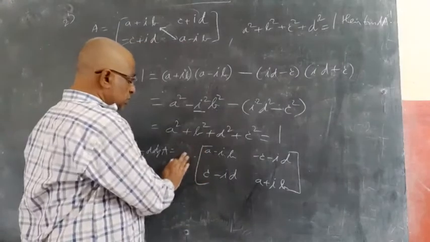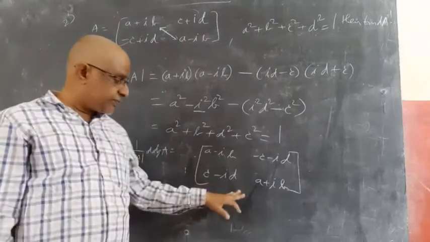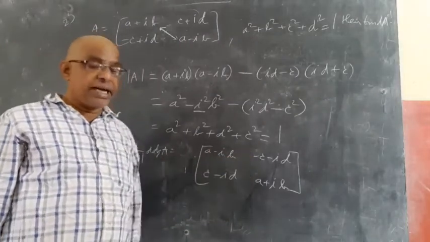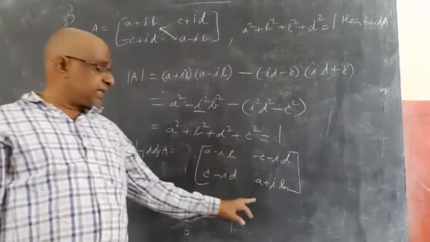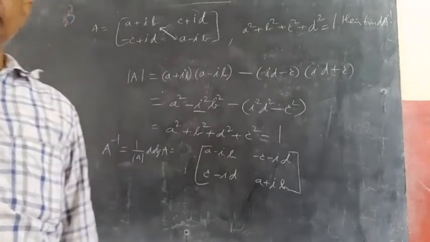Now 1 by 1 is 1 only. So this into this gives you A inverse. 1 into this is that only. So A inverse is finally this: A minus iB, minus C minus iD; C minus iD, A plus iB is nothing but your A inverse.